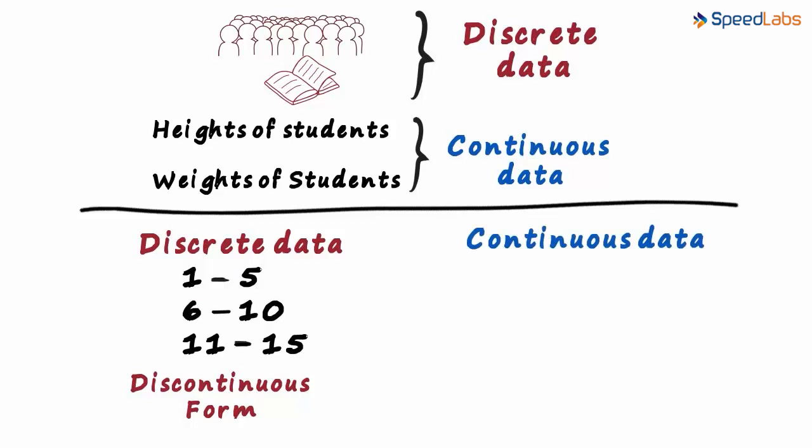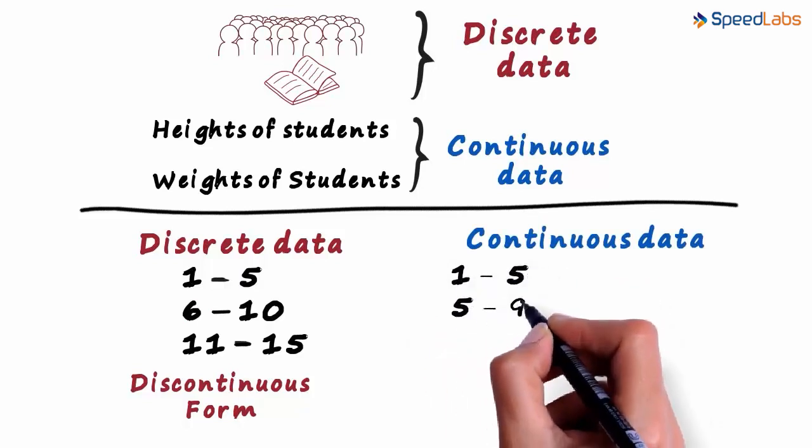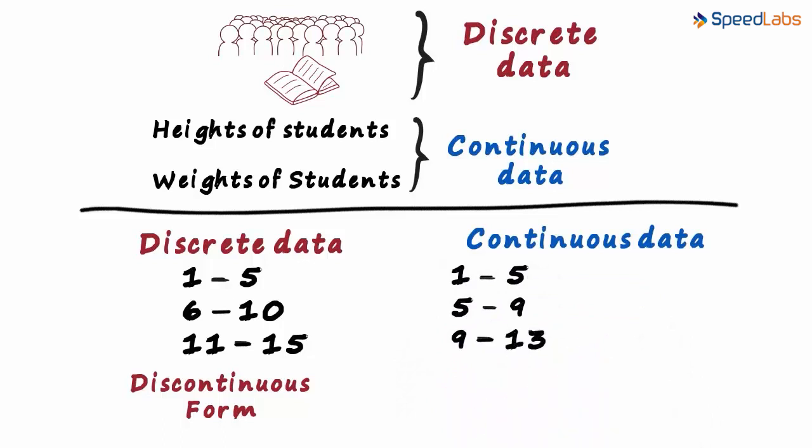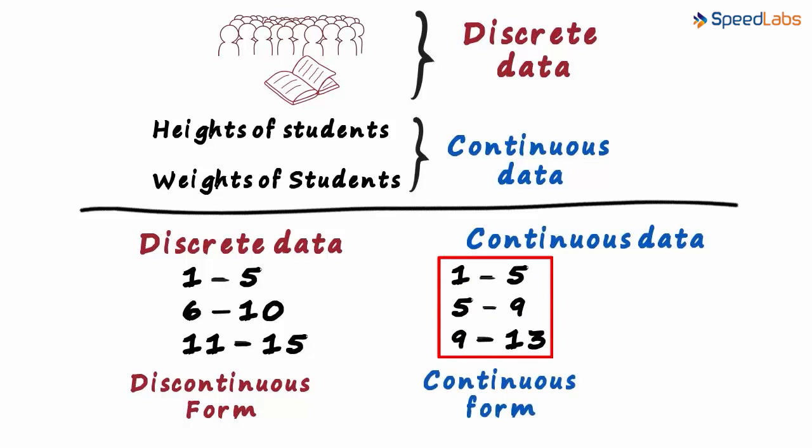For continuous data, we have class intervals like 1 to 5, 5 to 9, 9 to 13, and so on. This is called the continuous form of grouping. This will include even decimal numbers like 5.5 or 7.85. All this was simple, wasn't it?